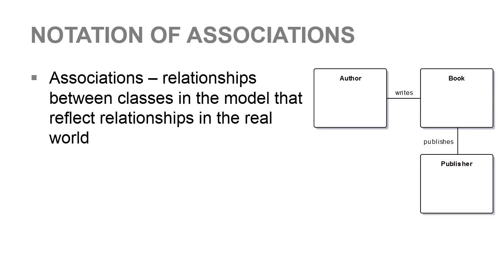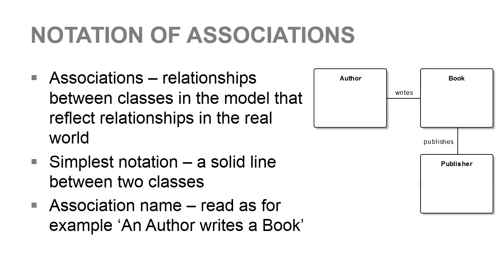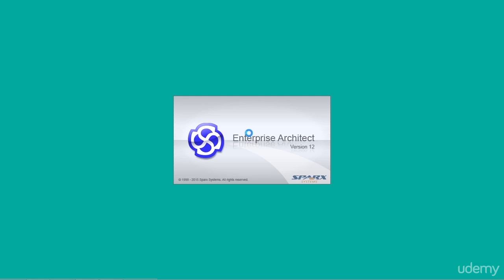We show associations on class diagrams to represent relationships between things in the real world that are relevant in our model. The simplest notation for an association is a solid line drawn between two classes. The association may have a name, and the name is usually a verb or a verb phrase that allows us to read the meaning of the association, like an author writes a book or a publisher publishes a book. Let's see how this looks in practice using a modeling tool.